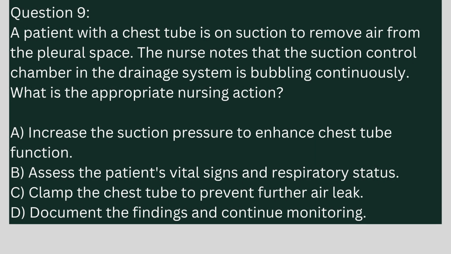Question 9. A patient with a chest tube is on suction to remove air from the pleural space. The nurse notes that the suction control chamber in the drainage system is bubbling continuously. What is the appropriate nursing action? A. Increase the suction pressure to enhance chest tube function. B. Assess the patient's vital signs and respiratory status. C. Clamp the chest tube to prevent further air leak. D. Document the findings and continue monitoring.